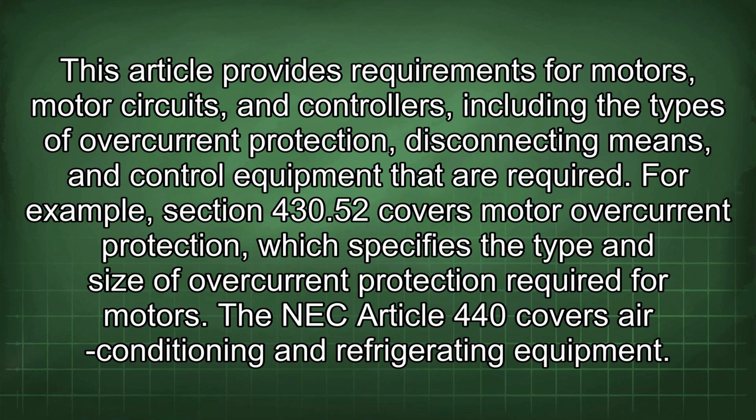This article provides requirements for motors, motor circuits, and controllers, including the types of overcurrent protection, disconnecting means, and control equipment that are required. For example, Section 430.52 covers motor overcurrent protection, which specifies the type and size of overcurrent protection required for motors. The NEC Article 440 covers air conditioning and refrigerating equipment.